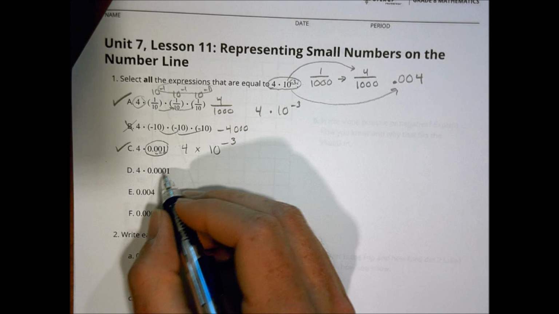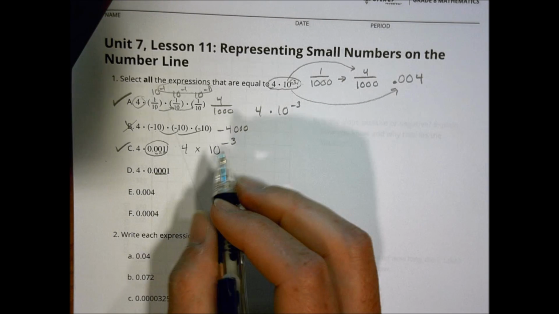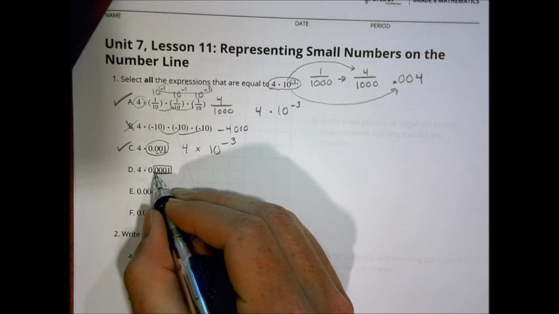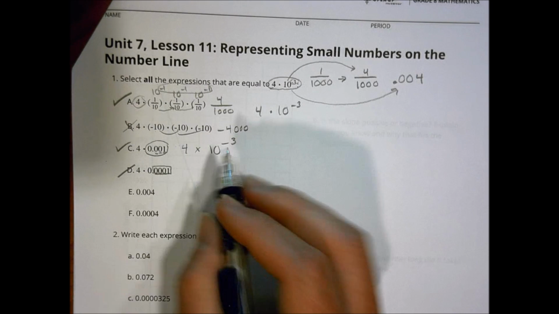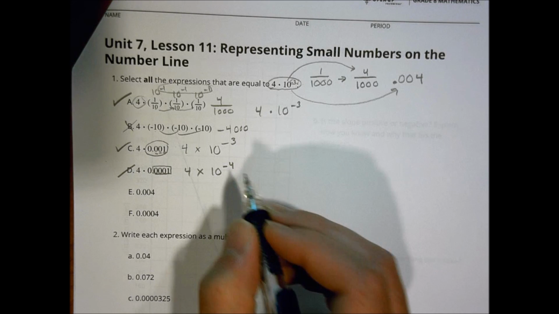On this one, we can see that it's going to go out too far. This one is designed to see if you get tripped up and say, oh, it's going to be 3 zeros as opposed to 4 spaces behind the decimal. So that's not going to work. This is actually 4 times 10 to the negative 4th power.